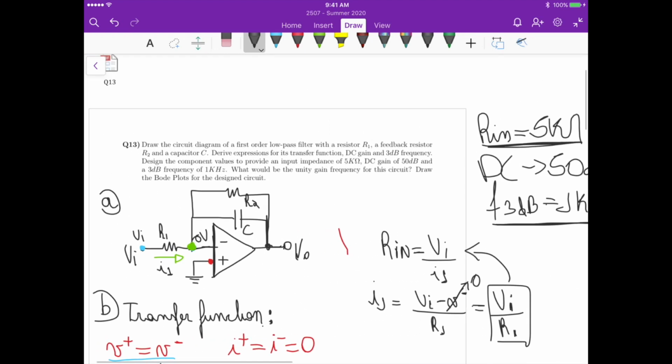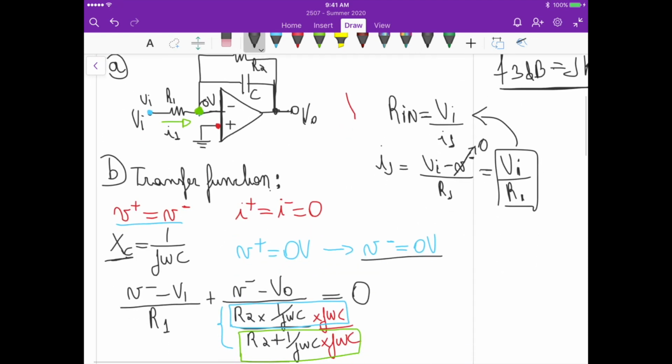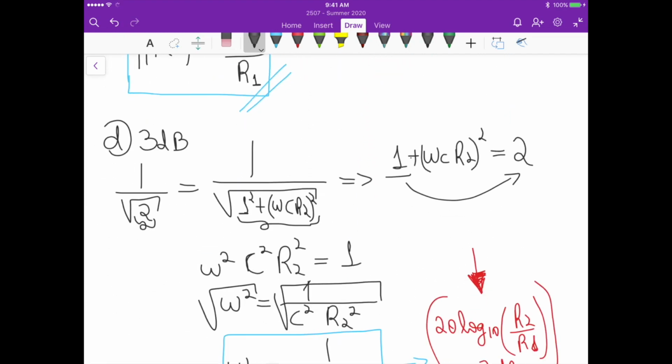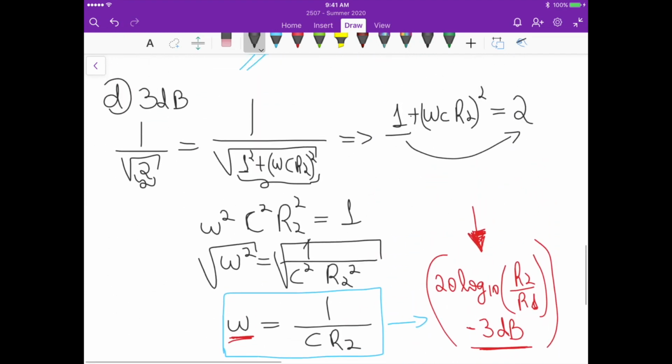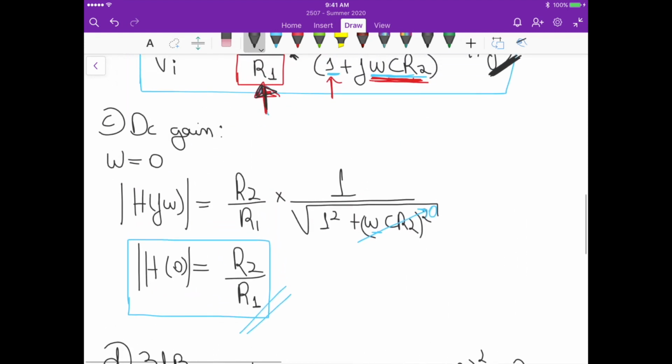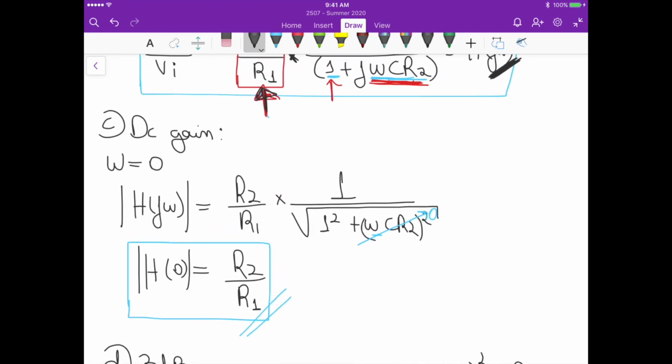I call it part F. What would be the unity gain frequency for this circuit? For the unity gain frequency of this circuit, we just have to take the equation for this. It's kind of the same that we have. So we have the magnitude here, right? This is for the magnitude.